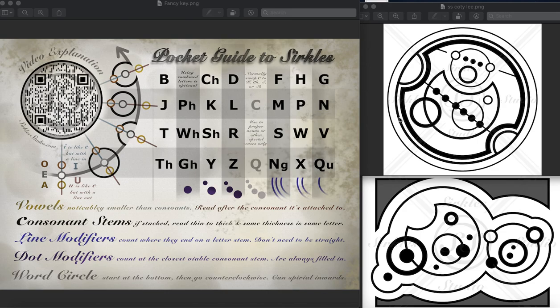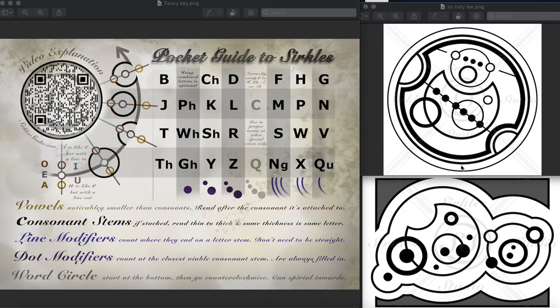They actually say the same thing, and they do so using this script, which uses a combination of dot modifiers and line modifiers in conjunction with these four different shaped letter stems to make the consonants. And vowels are smaller circles, and they have different positions depending upon what vowel they are and if they're attached to one of these four different consonant stems. Anyway, it makes the most sense in practice, so let's go ahead and get to it.